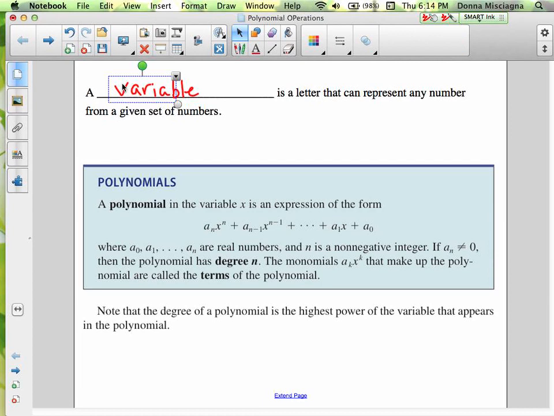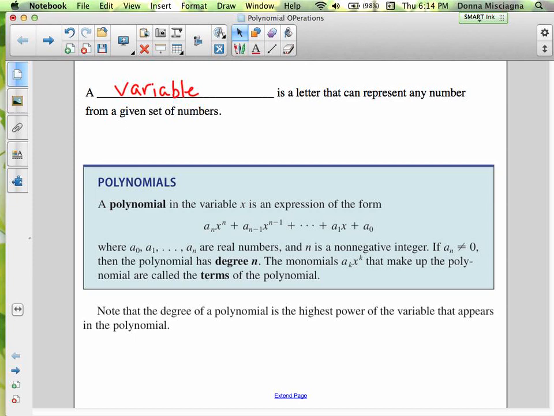Right, so sometimes, if we had a polynomial equation, our variable could be replaced with any number, right? The domain for polynomial functions is all real numbers. So a polynomial in the variable x is an expression of the form, right? So we have a variable raised to a power, and our powers, our exponents, are constants. And if it's in standard form, we start with the largest exponent and then we work our way down. That's all that's saying, right?